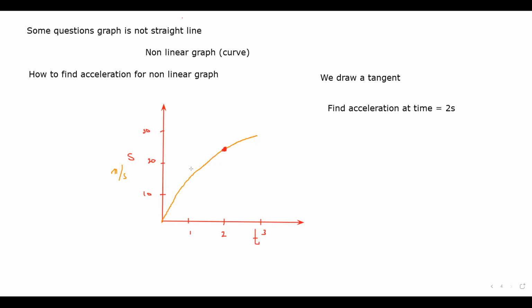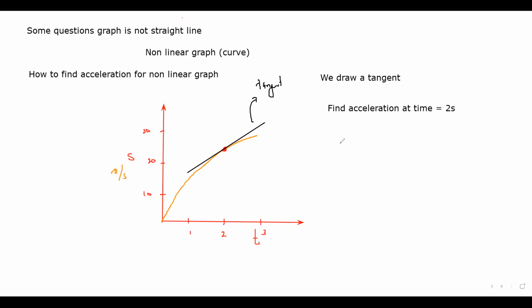Using a ruler, you have to draw this line. You place your scale or ruler and draw the line, and that line should only touch the point. This black line, we call it a tangent. So first, for a non-linear graph or a curve, we have to draw a tangent. Then how we use the tangent to calculate acceleration, that's the second part.